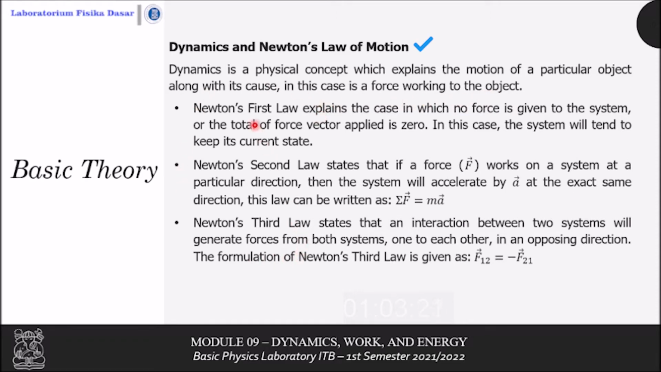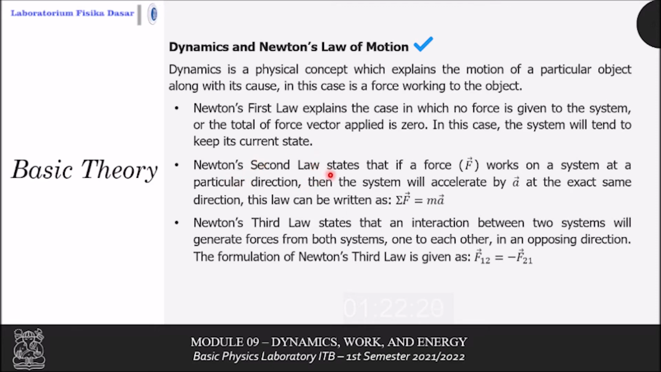The first law explains the case where there is no force given to the system, or the total of force, or we could also say the resultant, is 0. In this case, the system will tend to keep its current state, which is either to stay at rest or keep its motion at a constant velocity.